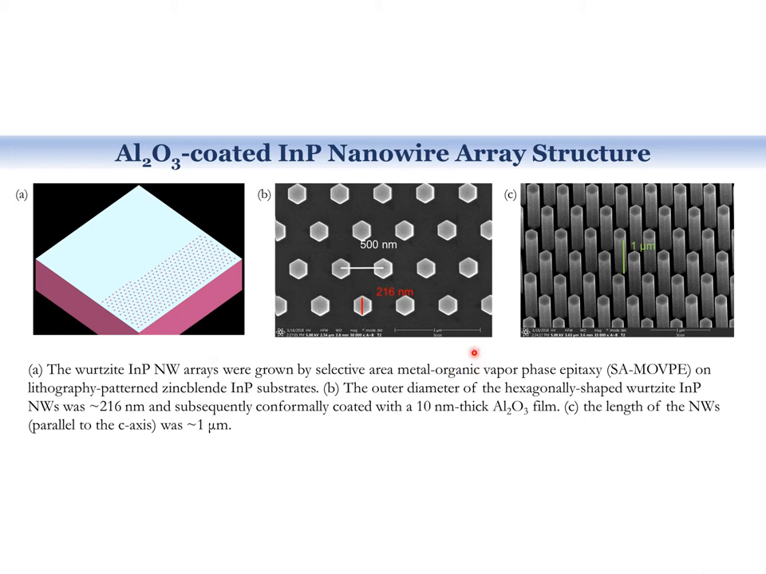The outer diameter is 216 nanometers, and the length is about 1 micron. Nanowires are coated by 10 nanometers of aluminum oxide. The distance between each nanowire is 500 nanometers.